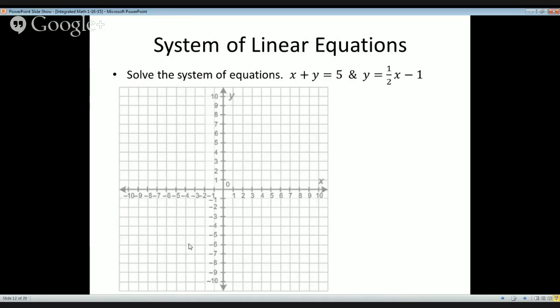And then do the same thing with the other equation. You're just going to start at negative 1 with the point, and your slope is 1/2. It's not 1/2 x, it's just 1/2. And so that means you're going to go up 1 and to the right 2. So you're going in a positive direction and a positive direction, so we have a positive slope. And you're going to do that until you get it graphed.